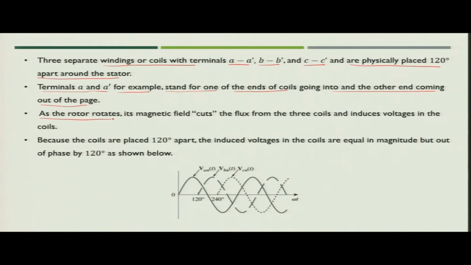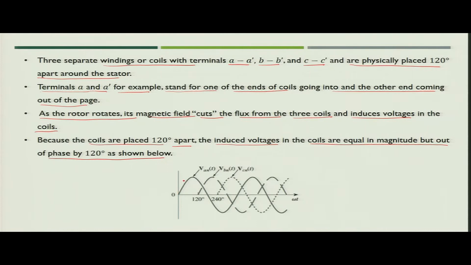Now, when the rotor rotates, as we saw, the magnetic field will cut the flux from these coils and the voltage will be induced in these coils. Now, since the coils are placed 120 degree apart, the induced voltages in the coils are also equal in magnitude, but will be out of phase by 120 degree.